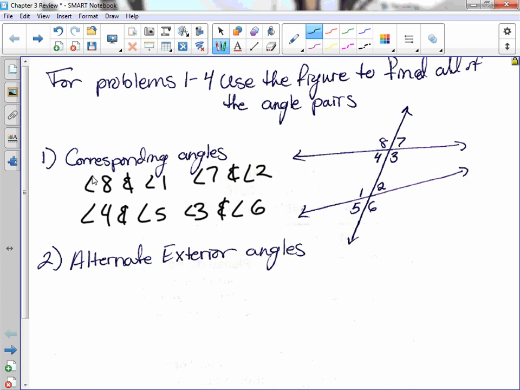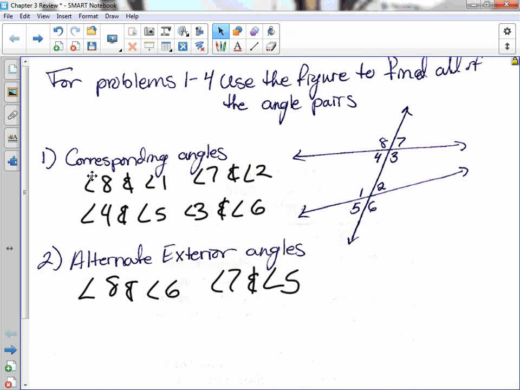Alternate exterior angles, well, they're outside the two lines and on opposite sides of the transversal. So for us, that would be 8 and 6, and then angle 7 and angle 5. Because they are alternate, they're on opposite sides of the transversal, and they're outside the two lines, so they would be alternate exterior angles. So we have our corresponding angles and our alternate exterior angles. Questions on either one of these here?